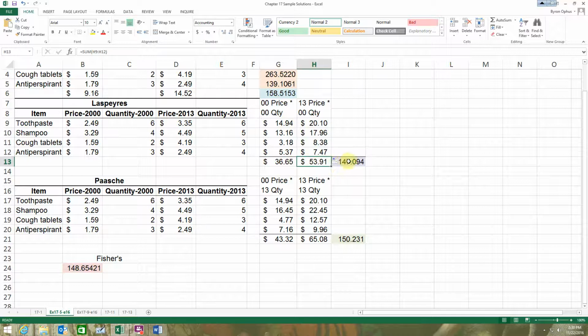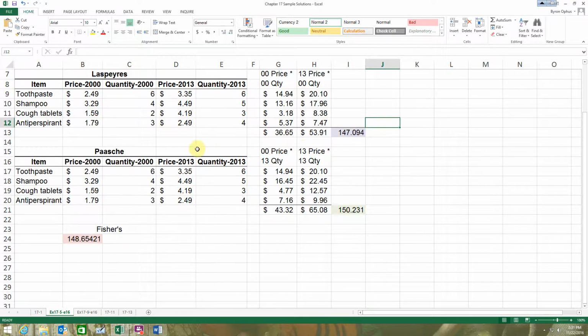Okay, now I've got these two sums, and so I figure my index this way. This is equal to this one divided by this one, and I do multiply that by 100 to get an actual index. Okay, so 147. Saying that things in 2013, basically, if we're looking at the same quantity of stuff, it was about 50% more expensive. That's basically what that's saying.